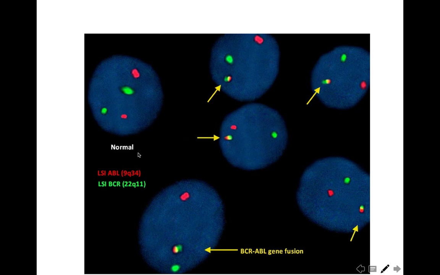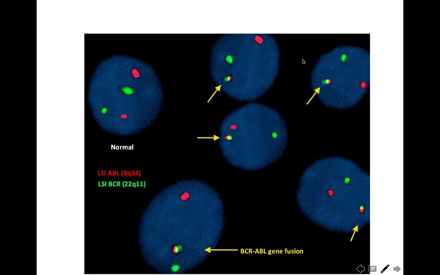You see here I am using a probe for the locus on the long arm of chromosome 9, and the locus is called ABL, and another locus on the long arm of chromosome 22, which is the BCR locus. Okay. So I will use two probes, one labeled red, one labeled green. So if it is a normal cell, I should find two green spots and two red spots because I have two chromosomes 9 and two chromosomes 22. This is in the normal case.